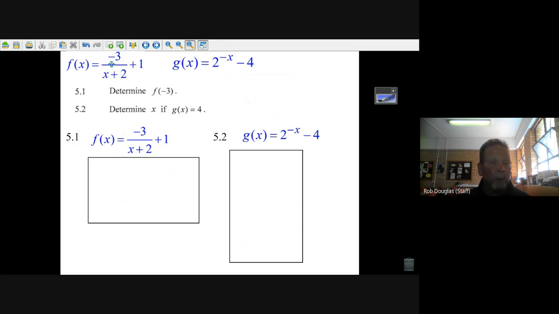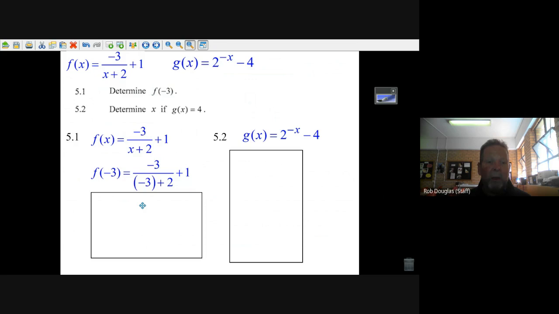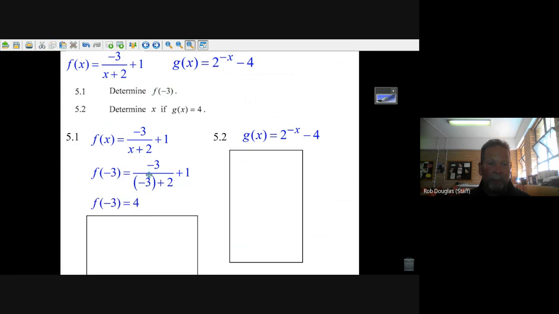We don't even have to know what type of function this is to be able to get this answer right. All we do is instead of x, we put in minus 3. Well, minus 3 plus 2 is equal to minus 1. And minus 3 divided by minus 1 is 3. And 3 plus 1 is 4. So there you go. The value of that function at minus 3 is equal to 4.